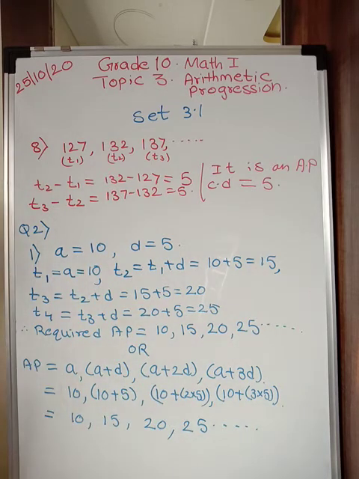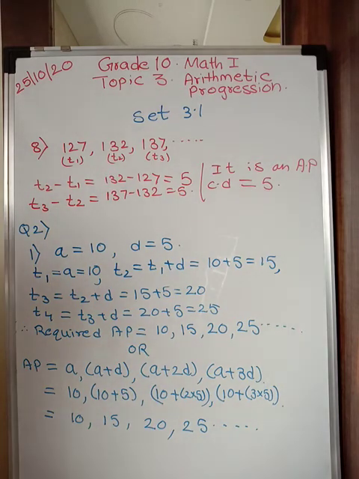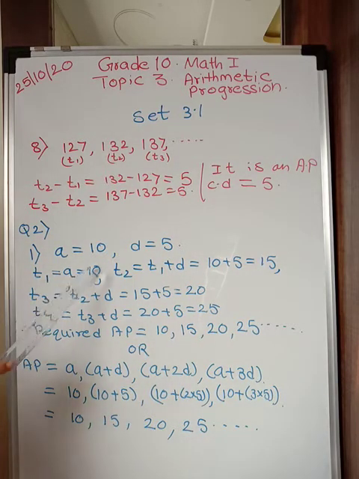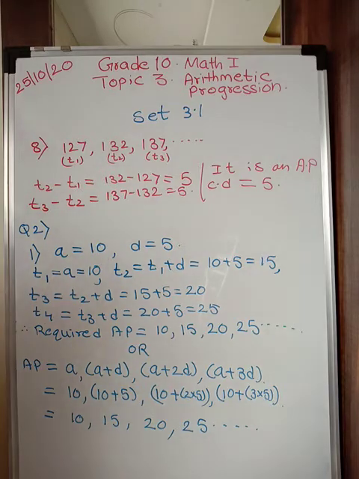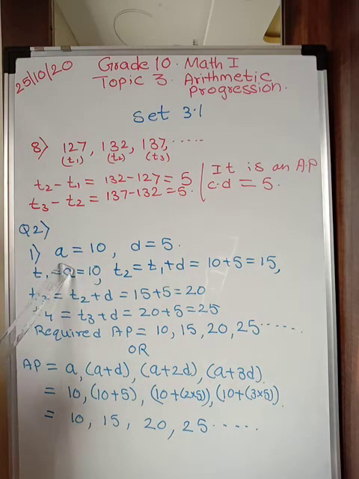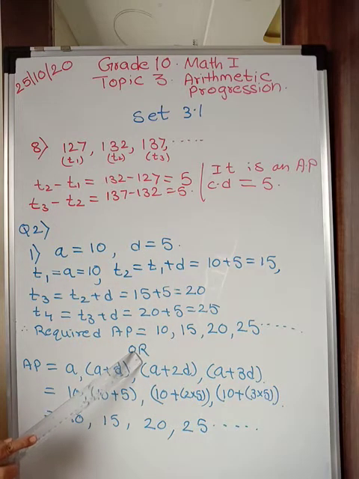Let's go quickly to the second question now. What is the second question? Write an AP whose first term is A and common difference is D in each of the following. So A is the first term and D is the common difference. Now see, there are two methods. So I have written here OR.